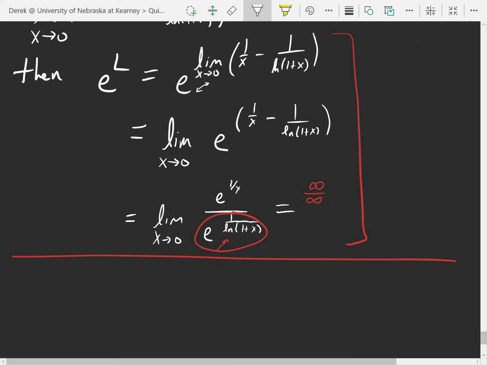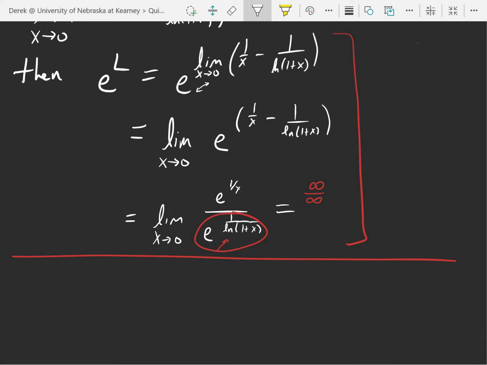Let's go to another example, and we're going to use kind of the same method as that. We're going to say, suppose it's equal to this, and then go from there. So let's do this guy. Compute the limit as x goes to 0 of 1 plus 1 over x to the x.